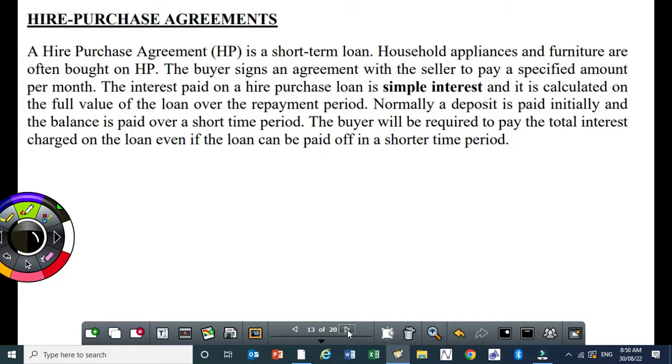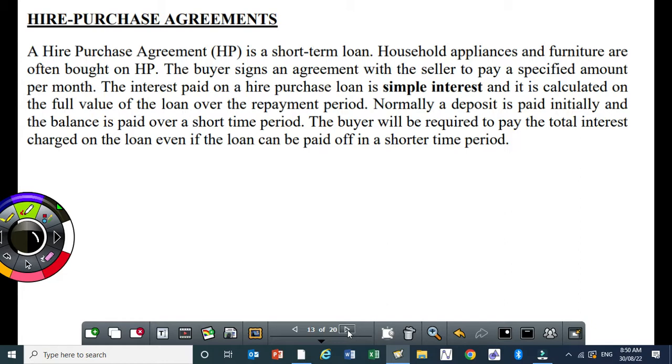It can be 2 years, which is very common. It can be 3 years. But the longer it is, the more interest you pay. So it's always wise to shorten the time period to pay off whatever item you would have bought on hire purchase. If you're going to pay for an item for 4 years, 5 years, you pay more interest than someone who pays it off over a year or 2.